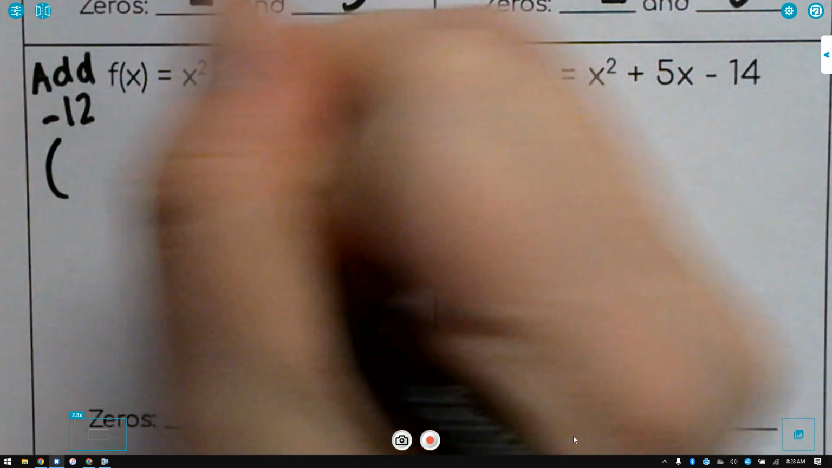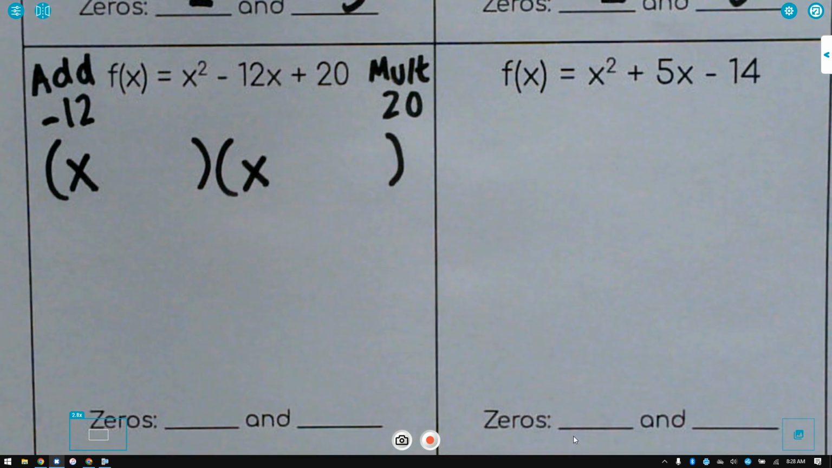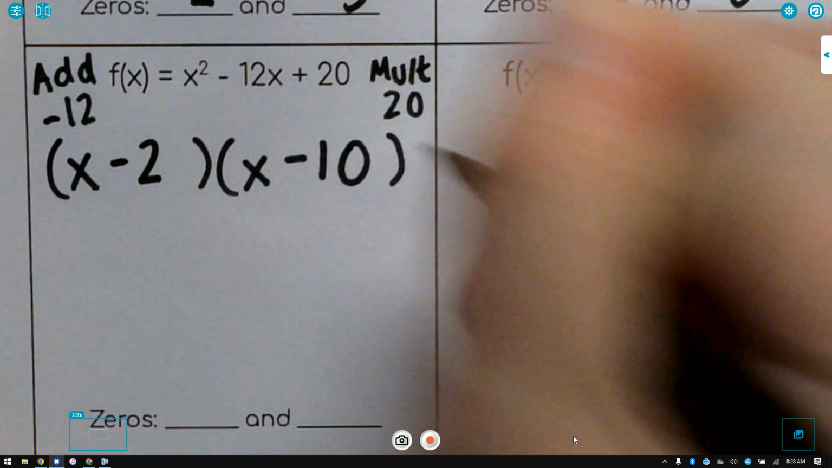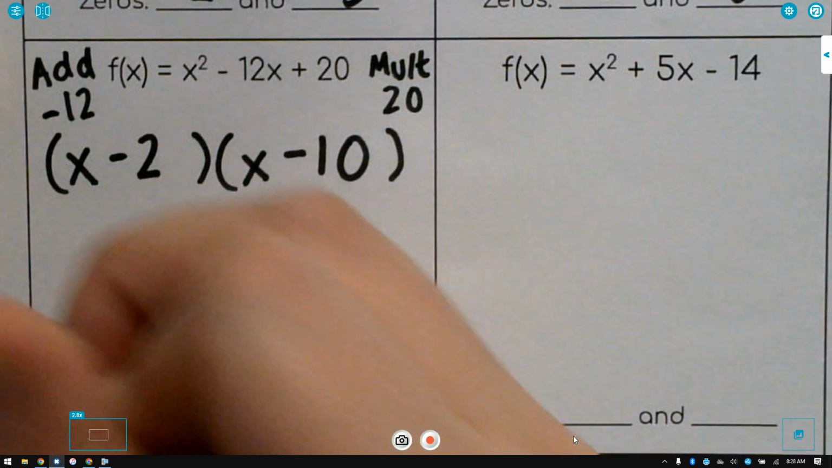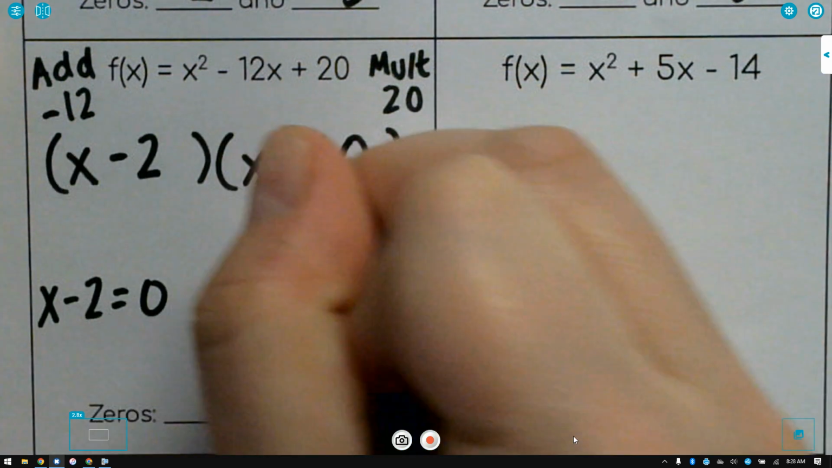So what numbers multiply together to be 20 and can add to be negative 12? Think about what numbers multiply to 20 and add to 12. 2 and 10, and then we just make them both negative. So x minus 2 and x minus 10. Okay, from there, I'm going to set x minus 2 equal to 0. I'm going to set x minus 10 equal to 0.